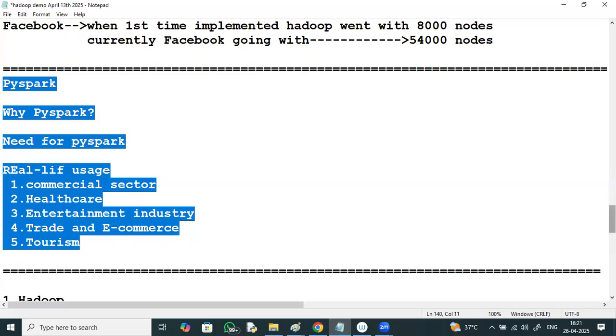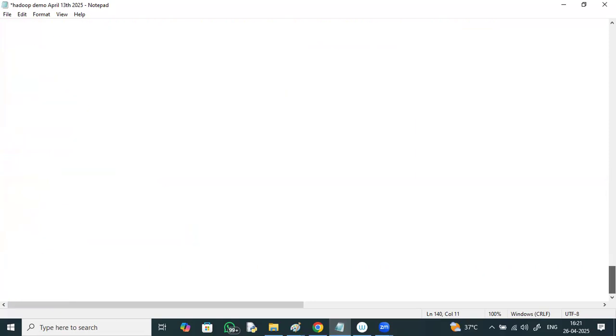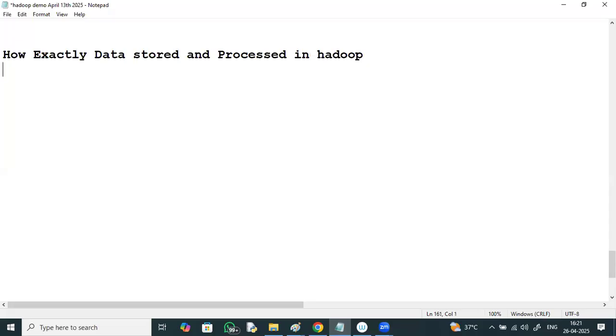Now I'll give some knowledge on how exactly the data is stored and processed in Hadoop.